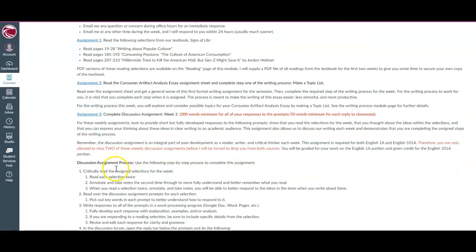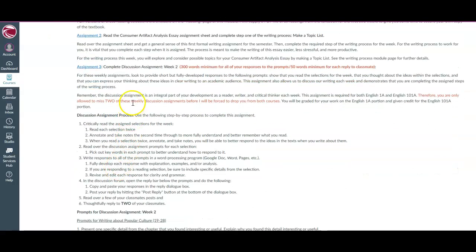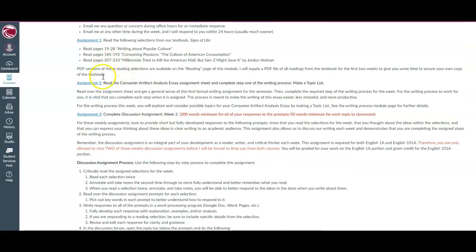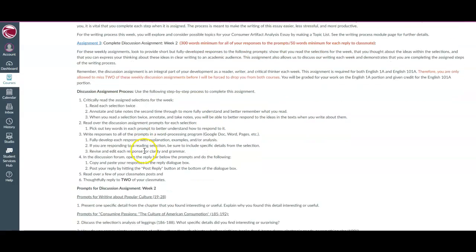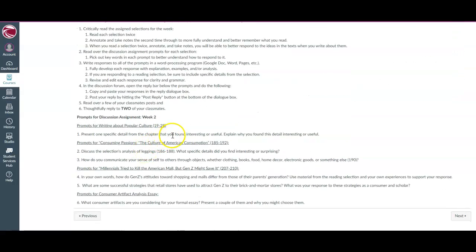In assignment 3, as we head towards the end of the week, assignment 3 is our discussion assignment for the week, where you will, based on your readings out of our textbook and of the assignment sheet, as well as your work constructing a topic list as you consider topics, be answering a series of directed questions to capture your thinking about the reading and, of course, the work that you did on this first step of the writing process for our formal essay.